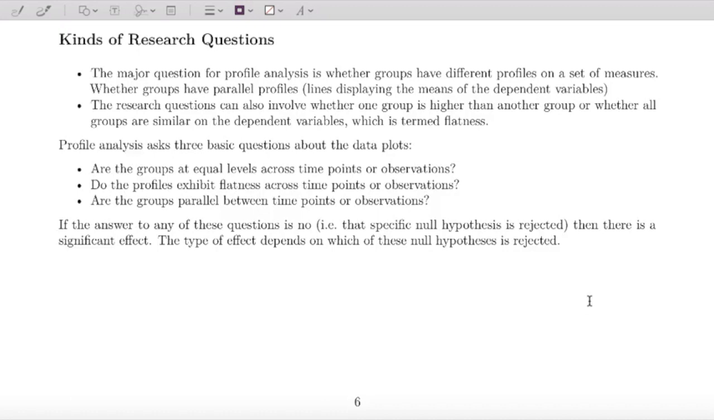But basically, if you say no to any of this, you're rejecting the null hypothesis. And it really depends on what you want. You're rejecting the null hypothesis, and it means that the test is significant. Whether that's good or not, it's going to depend on the research question.